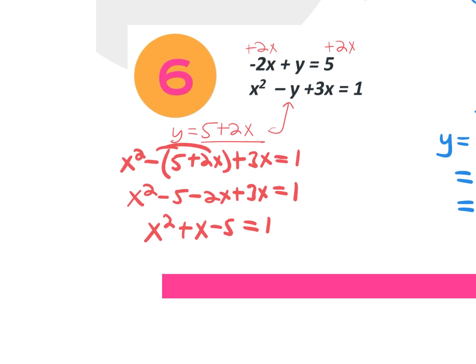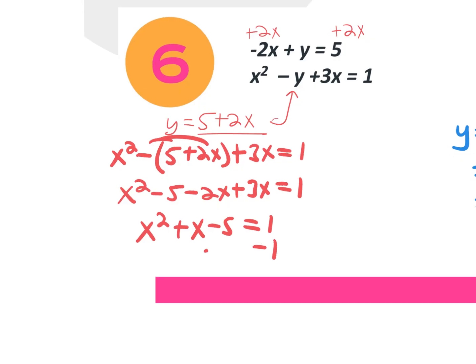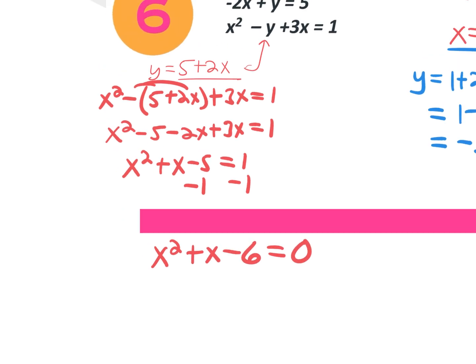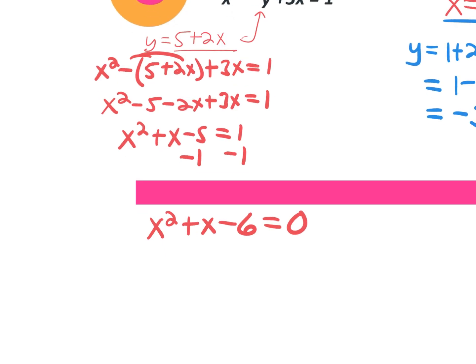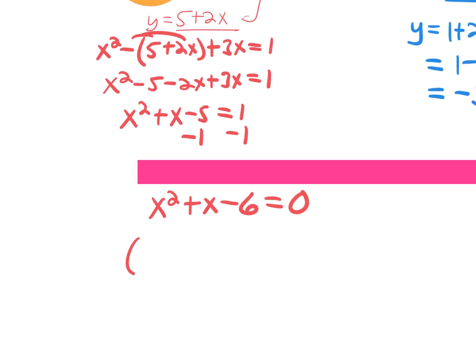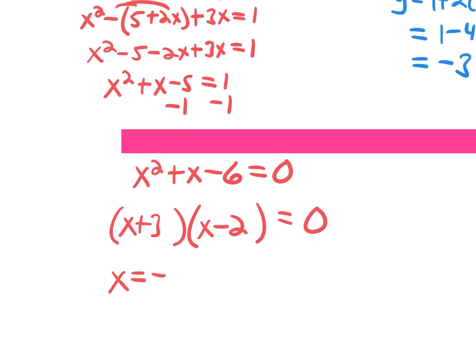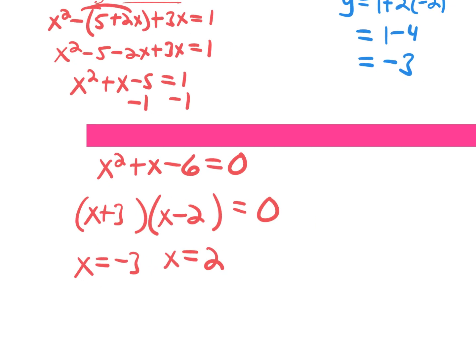And then what do we always want these to equal? 0. So let's subtract 1 on both sides. And we should get x squared plus x minus 6 equals 0. And then we just factor it like normal, right? How is this one going to factor? Good, right? 3 and negative 2. So we get x plus 3, x minus 2. And then we get x equals negative 3 and x equals 2. So that means we're going to get two answers here. One of them is going to be negative 3 comma something. The other one is going to be 2 comma something.